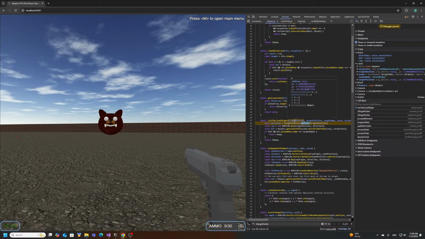So origin position, target position. Okay, for example. Okay, so direction. Hit.